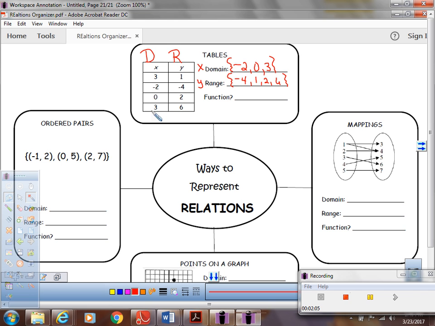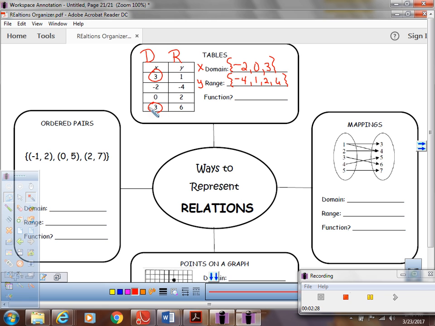Now, something else they might ask you on the STAAR test is: is this table a function? So what is a function? Who can tell me what a function is? X's don't repeat. You got close though, right? That table is not a function. Why? Because there's 2 3s.